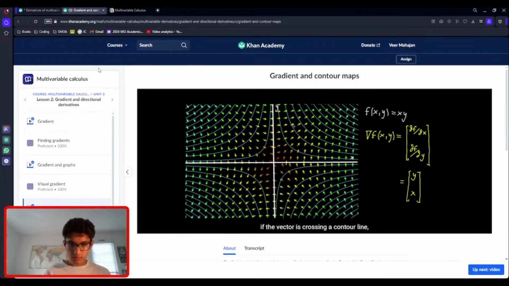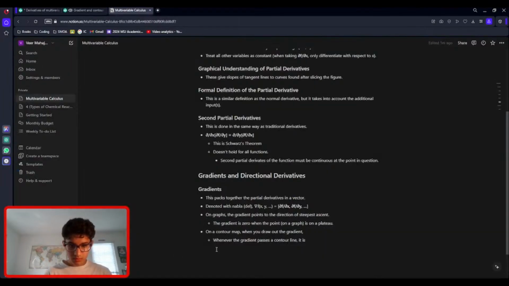Look at all of the given points around. If the vector is crossing a contour line, it's perpendicular to that contour line. Wherever you go, you go down here, this vector is perpendicular to the contour line. Over here, perpendicular to the contour line. And this happens everywhere, and it's for a very good reason. And it's also super useful. So let's just think about what that reason should be.